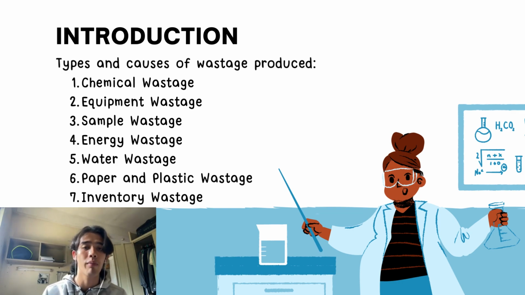Number 2 is equipment wastage. Equipment wastage in the laboratory can lead to wastage. Examples include leaving equipment running when not used, using an excessive amount of energy, and not properly maintaining or calibrating the equipment.